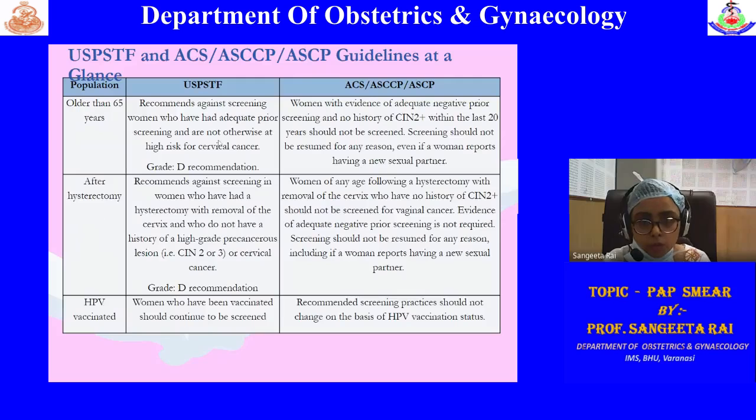Again, if the woman is older than 65 years, and there is a previous history of any positivity for cervical cancer or any treatment, the recommendation is that you have to continue beyond that. But if the patient doesn't have any history, then you can stop. There is no recommendation to continue after the age of 65 years.